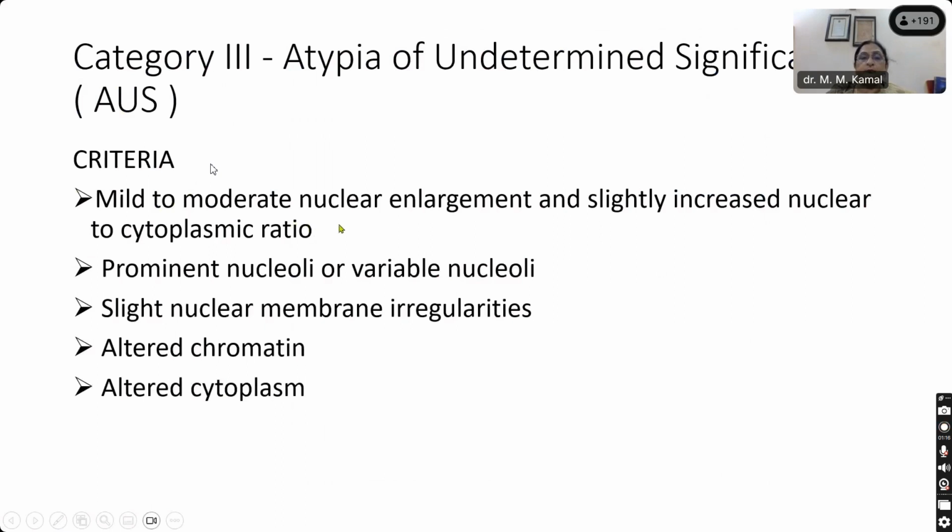Ma'am, mild, category 3, atypia of undetermined significance: mild to moderate nuclear enlargement with slightly increased nuclear to cytoplasmic ratio, prominent nucleoli, slight nuclear membrane irregularities, altered chromatin, and altered cytoplasm. Okay, so except for this membrane irregularity, we saw most of the features.